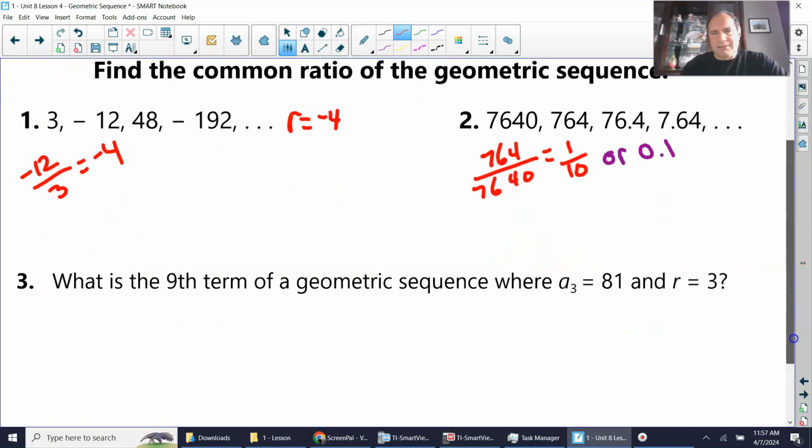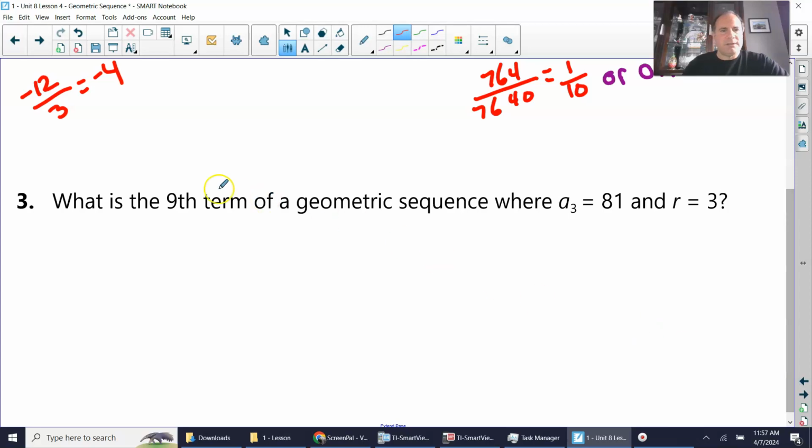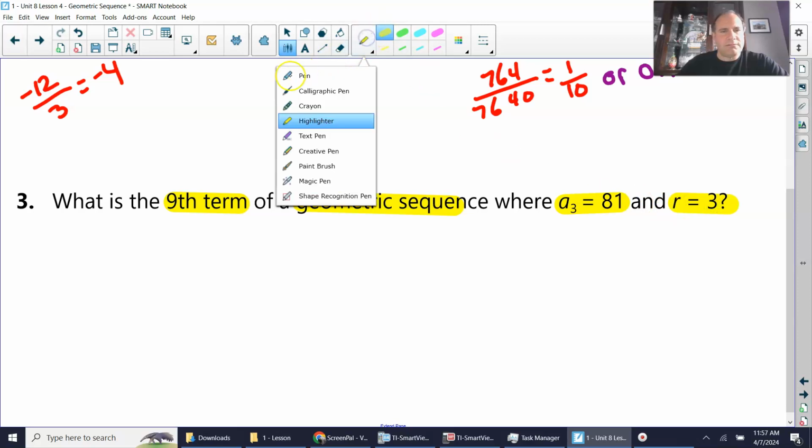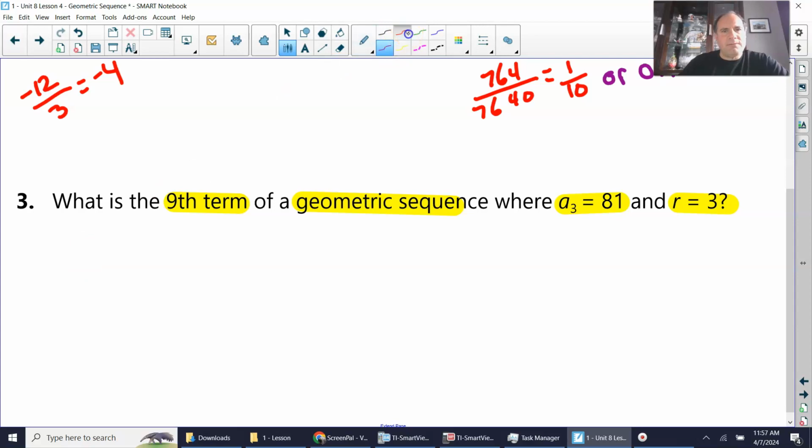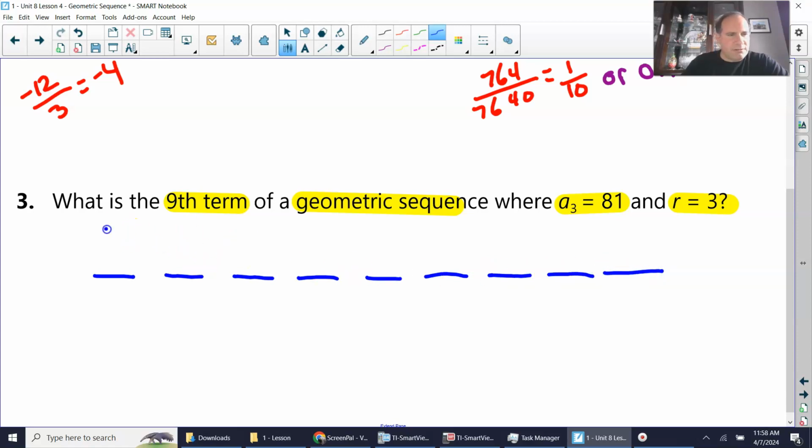So a little bit more difficult right here: what is the 9th term of the geometric sequence? We're going to highlight it. It's a geometric sequence where a sub 3 is 81 and r is 3. So what's that 9th term? I am just going to put down all the terms like this. This is 4, this is 5, this is 6, 7, 8, and 9. So this is a sub 1, this is a sub 2, a sub 3. A sub 3 is 81, and they want the 9th term. This is a sub 9.